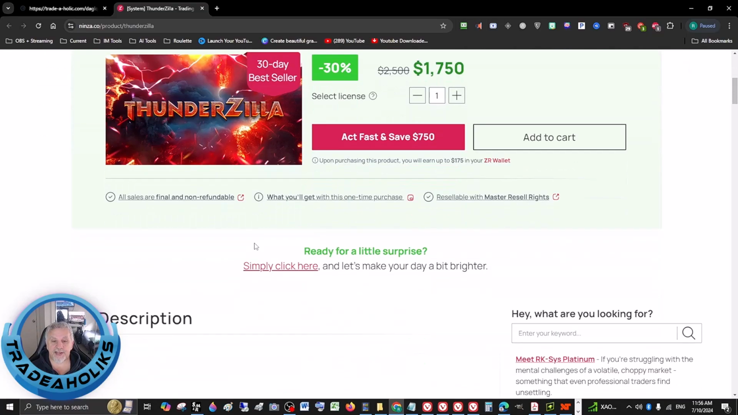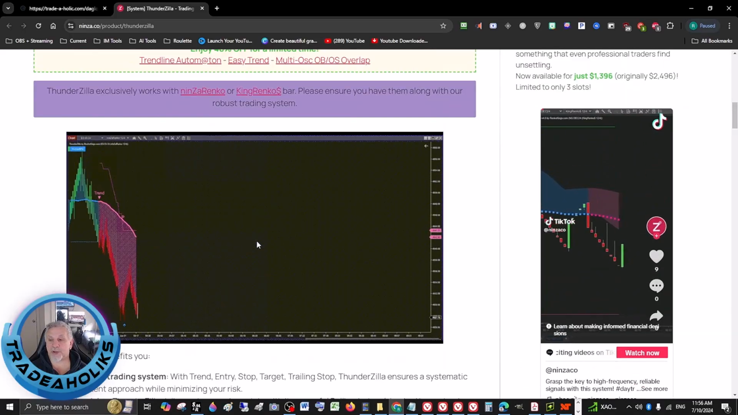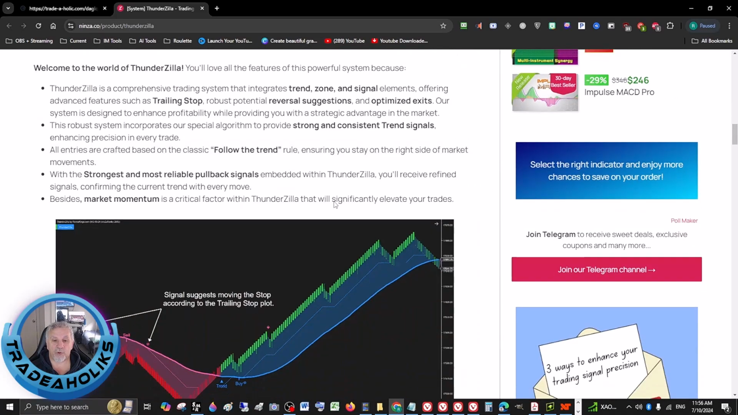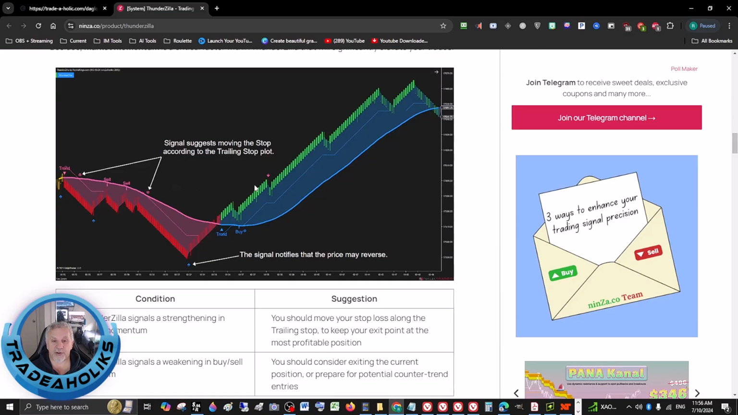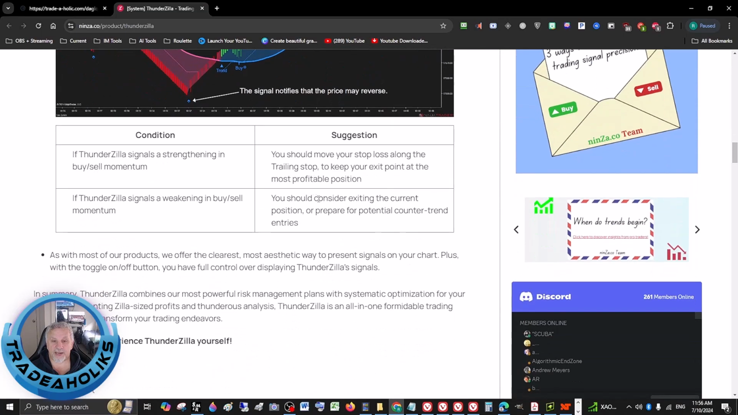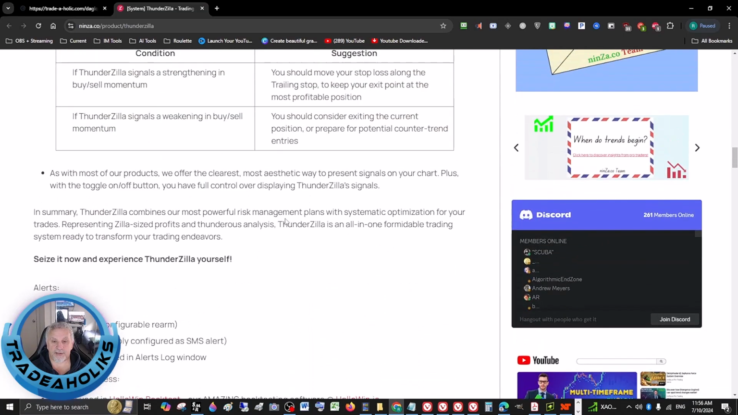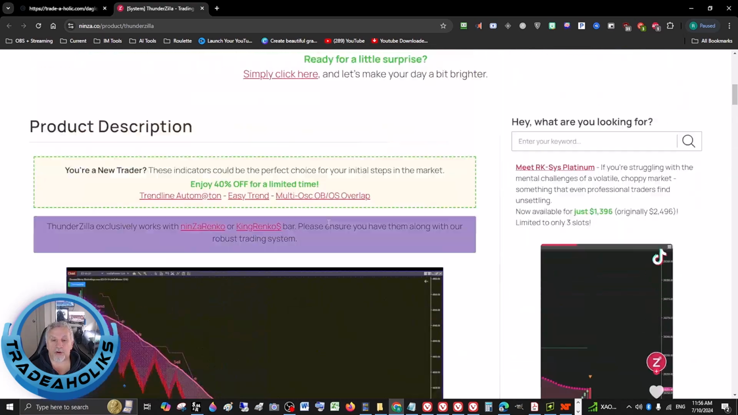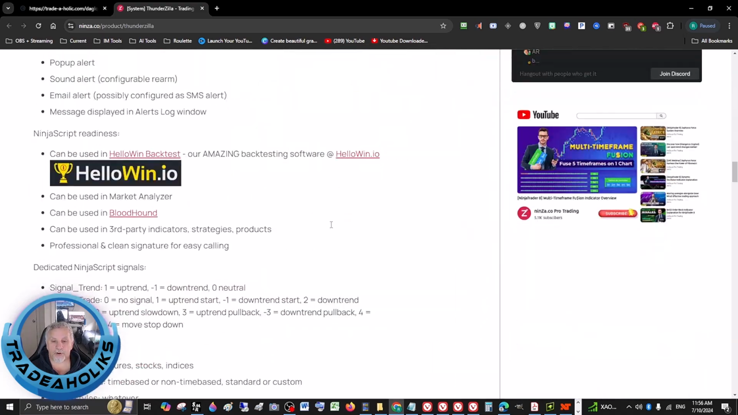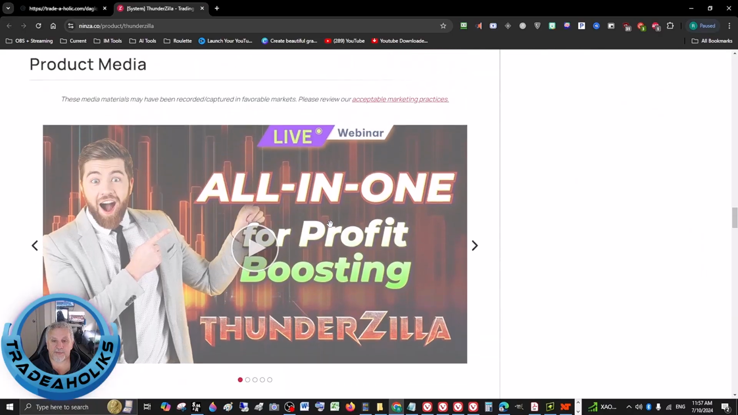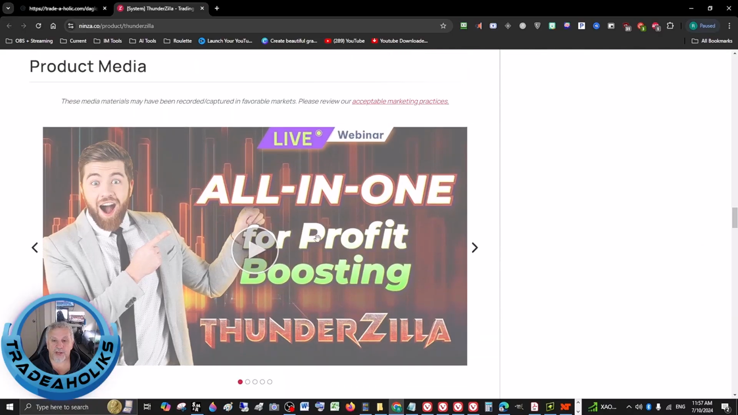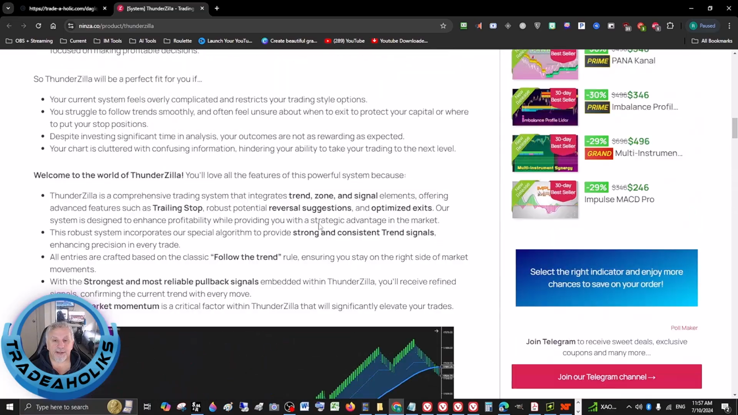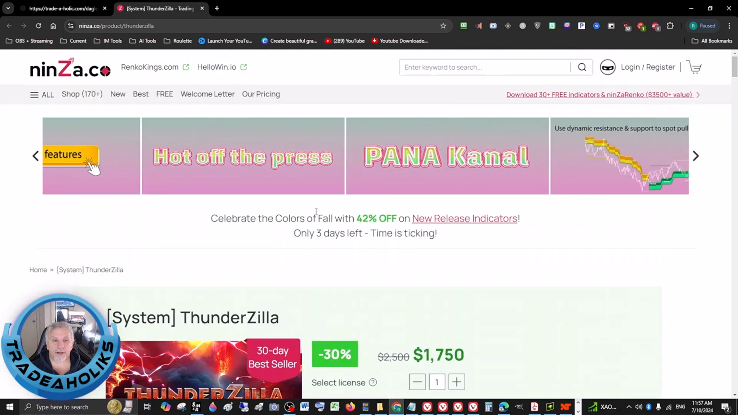Okay, so there's Thunderzilla there. You can see it explains it here. It's got the explanation of it, you can read more, and it shows you how to use it, etc. It's also got a video as well, if I remember rightly. So there's the video there, if you want to watch the Thunderzilla video explaining how it works. Okay, so that's Thunderzilla there for you.